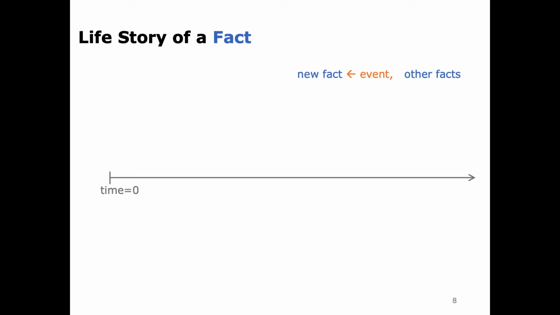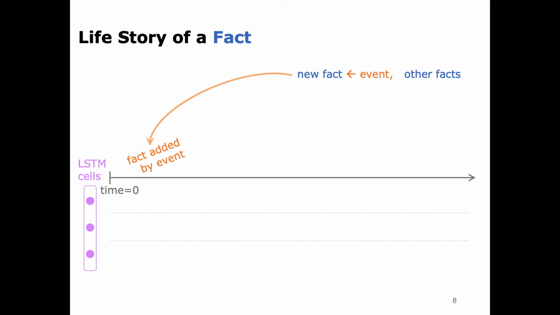Now let's look at the life story of a fact. I mean, how its LSTM cell tracks events. We start with nothing. At some point, an event happens. According to this rule, a fact is added, and its cell is created. The life of this fact continues, and its value drifts with time.